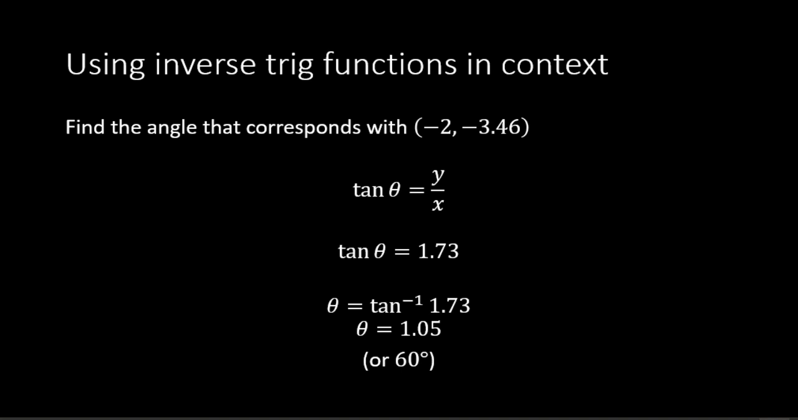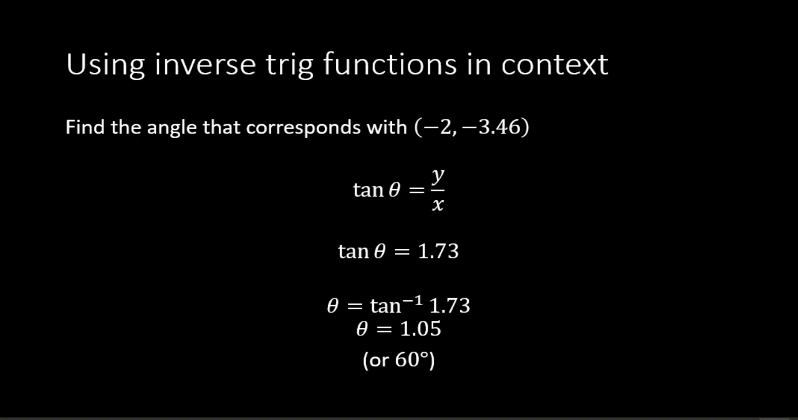So I have here proposed a question you might find. Find the angle that corresponds with the point -2, -3.46, which is something you should have seen before when you studied tangent and the unit circle. If you think about it, this point is in the third quadrant. It's in the bottom left. So when we're looking for this angle, we have learned that tangent, we can find its ratio as y over x. So if we take our y value, -3.46, and divide it by our x value, -2, we get 1.73.